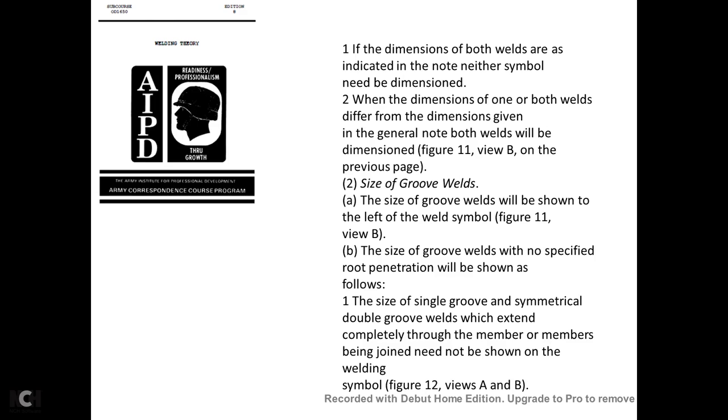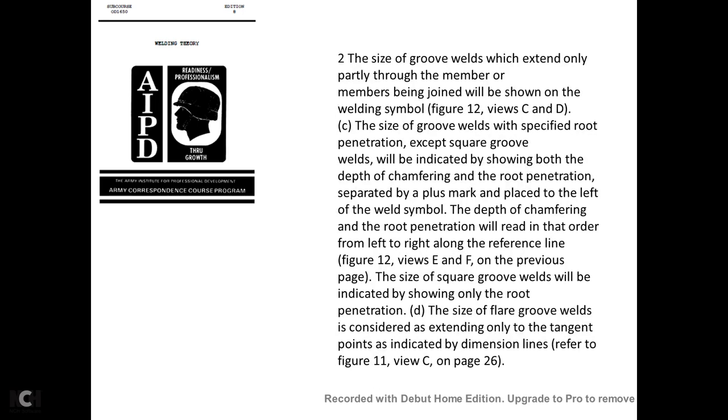The size of single groove and symmetric double groove welds that extend completely through the members being joined is not to be shown on the welding symbol. 2. The size of the groove welds that extend only partly through the members being joined will be shown on the welding symbol. The size of the groove weld specifies root penetration, except for the square groove weld, indicated with the showing of both the depth of the chamfer and the root penetration separated by the plus mark placed to the left of the welding symbol.